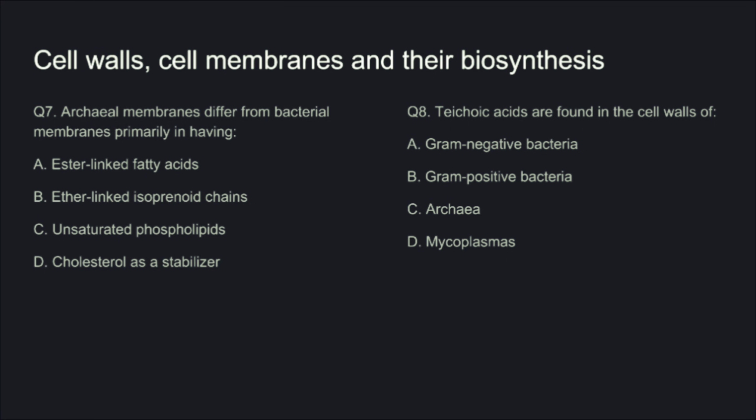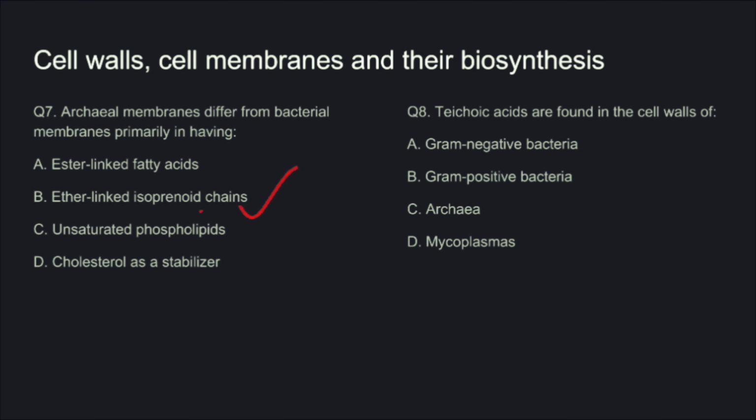Question number 7. Archaeal membranes differ from bacterial membranes primarily in having, your options are A. ester-linked fatty acid, B. ether-linked isoprenoid chain, C. unsaturated phospholipids, D. cholesterol as a stabilizer. Correct answer for this question is option B, ether-linked isoprenoid chain. Archaeal phospholipids contain ether linkage between the glycerol and the isoprenoid hydrocarbon chain.